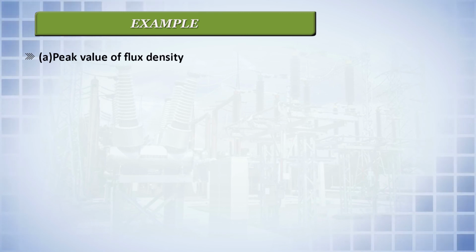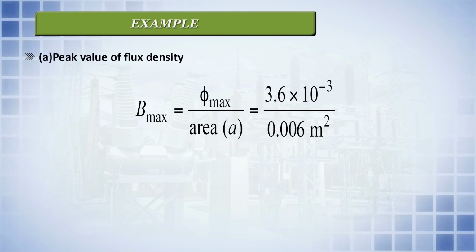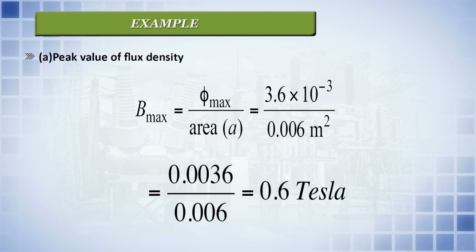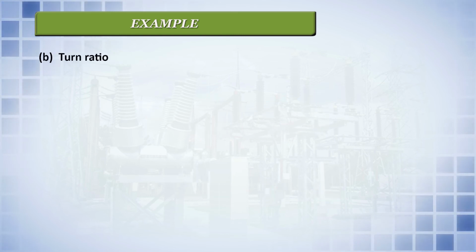So this peak flux density can be written as B max is equal to what? Phi max upon area. You have already calculated the value of phi max, that is 3.6 into 10 to the power minus 3, and area is 0.006 meter square. Just put the value here, and after solving this expression, you will get the value of B max, that is 0.6 Tesla.